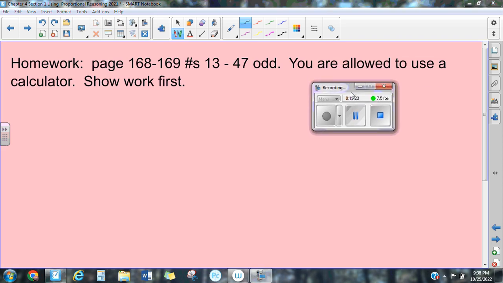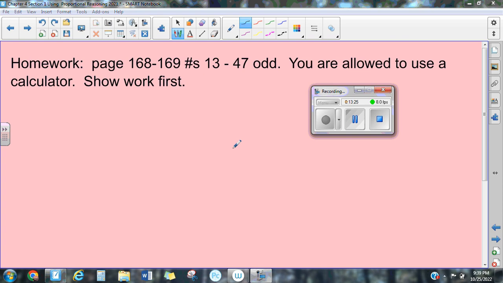Okay, in our homework today, all right, make sure you grab a textbook from the gray bookshelf, and we'll do page 168 to 169, numbers 13 to 47, only the odd numbers. Okay, you can use a calculator, but be sure that we do show our work first. All right, and you'll turn that in when I return on Monday.